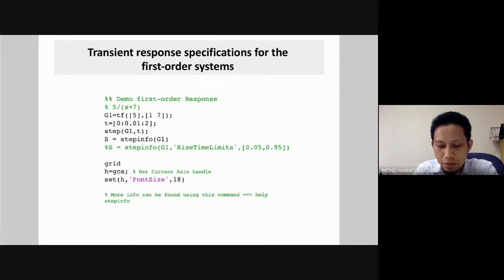This is the code to plot in MATLAB. I hope you already see these slides, and then you watch the video that I have posted on YouTube, so you can relate this code to the output for the first order system.